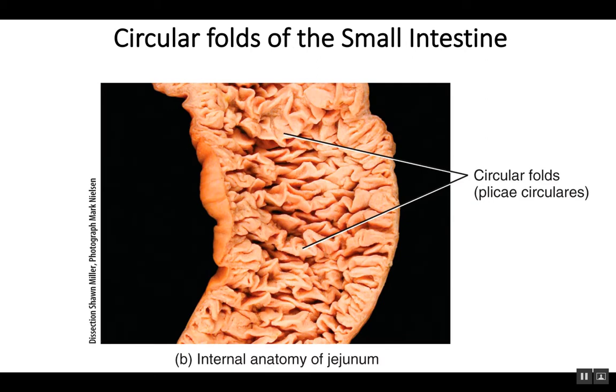You'll notice inside the small intestine there are many circular folds. These circular folds are one reason why the small intestine has such a large surface area. These circular folds also help almost spiral the material through the small intestine, and this allows a longer contact time between the wall of the small intestine and the material. This allows proper absorption of the nutrients.